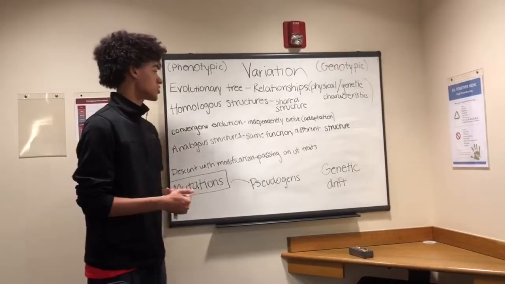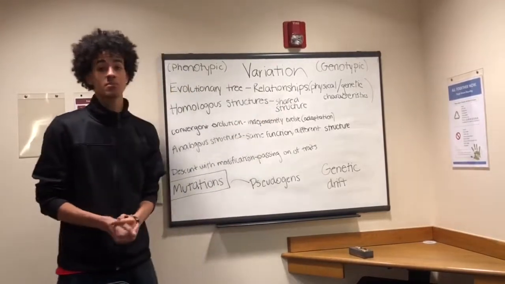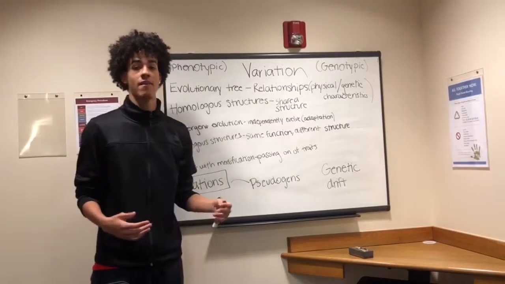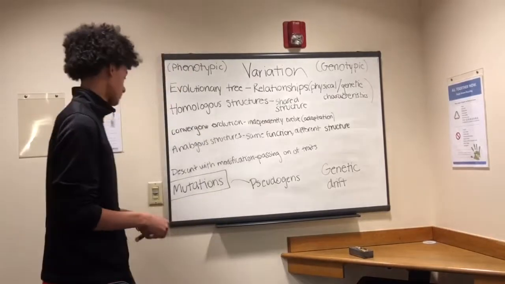We can also use homologous and analogous structures that show the relatedness or the variation of certain structures within organisms. A homologous structure is a shared structure between many different organisms that share a common ancestor that have the same structure and typically the same function.